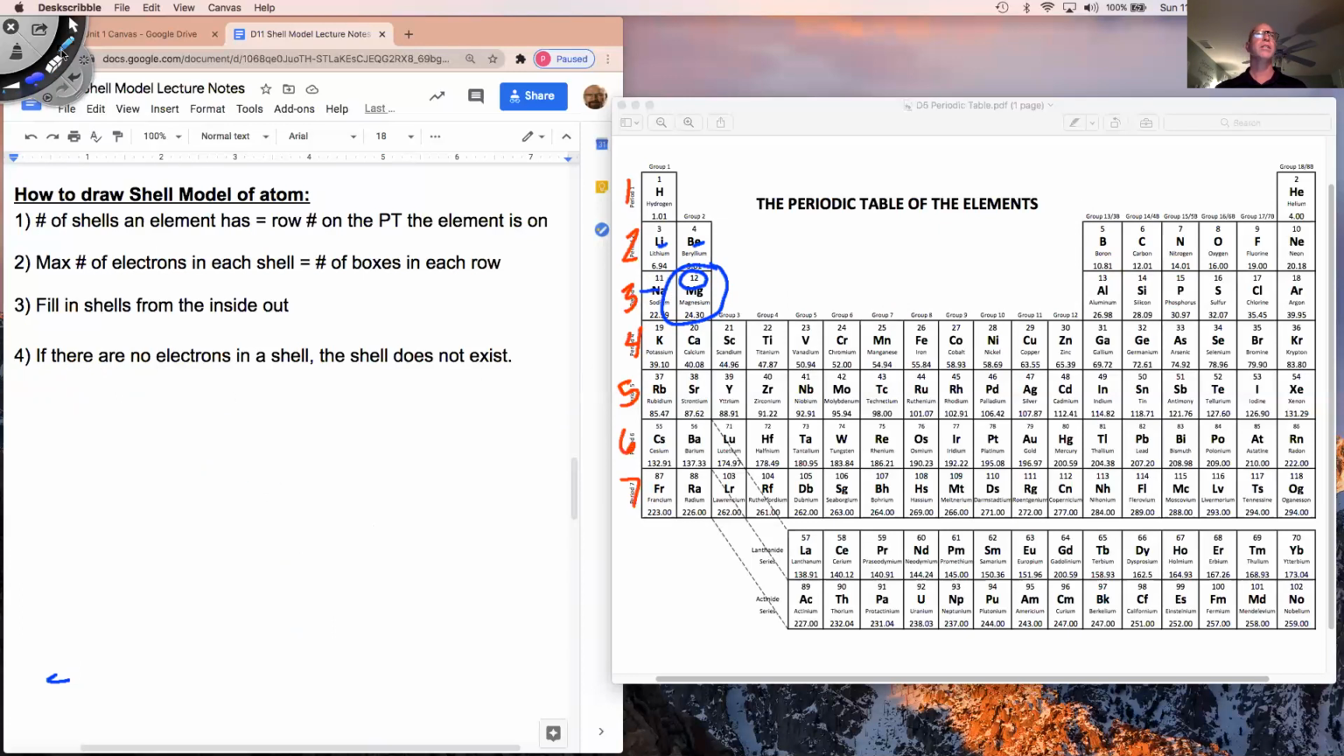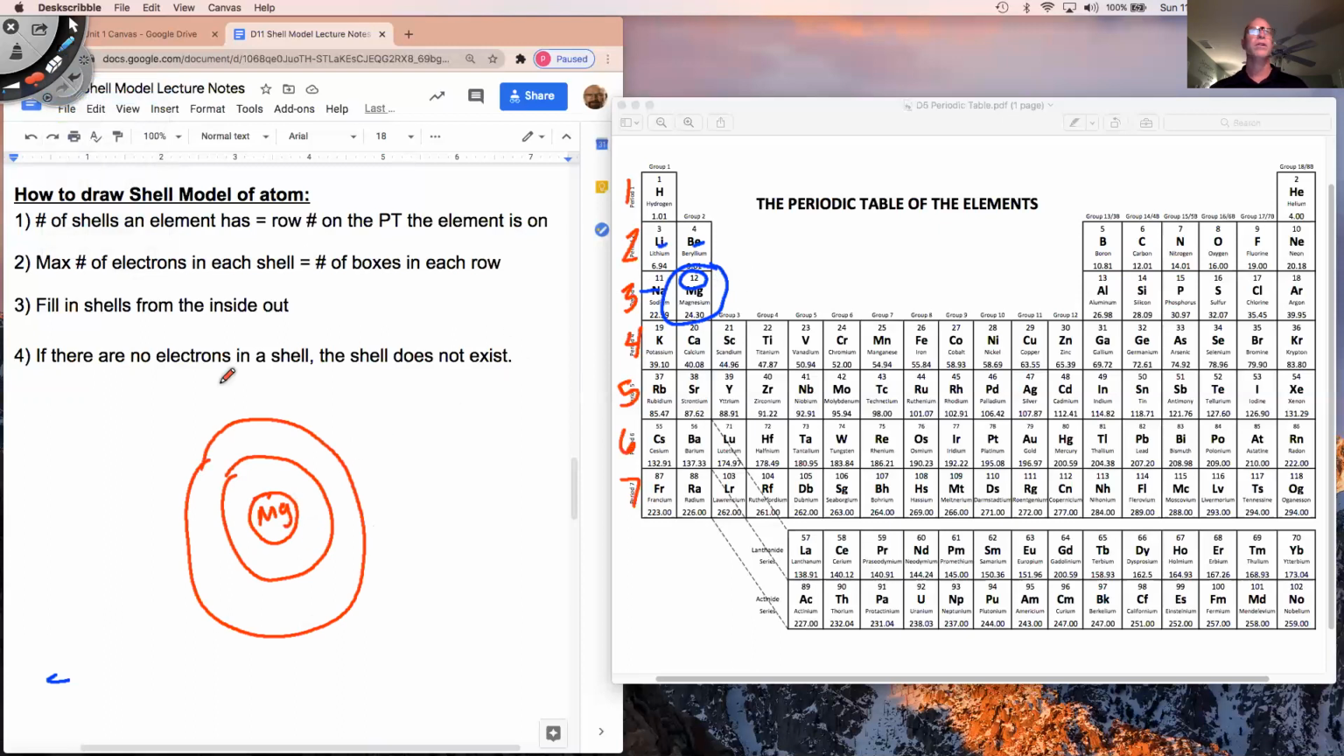Let me change the color back to red for you. We're going to draw 3 shells. There's 1, 2, 3. There's our magnesium, and we have 12 protons. So how many electrons? I already gave you that answer: 12 electrons. How many electrons will be on the first shell?